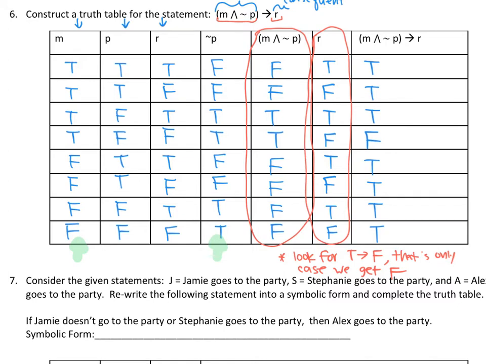So my final answer is, the last column is my final answer, right? So this conditional statement is true for every case, except the only time it is false is this one. So when M is true, P is false, R is false, then the conditional statement is false. Everything else, the conditional statement is true.